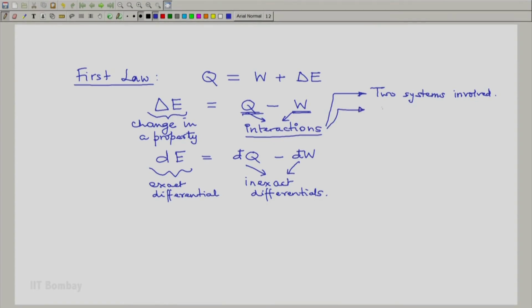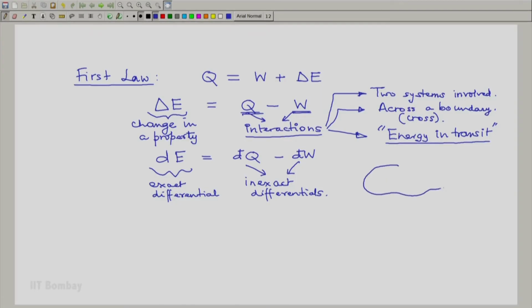Then the interactions take place across a boundary. So there is no way one can talk of Q or W without associating those interactions with a boundary. Okay? And these interactions must cross those boundaries. And because these are interactions, we can consider them as energy in transit. Q and W are not contained in a system. It is always work done by a system or heat absorbed by a system.